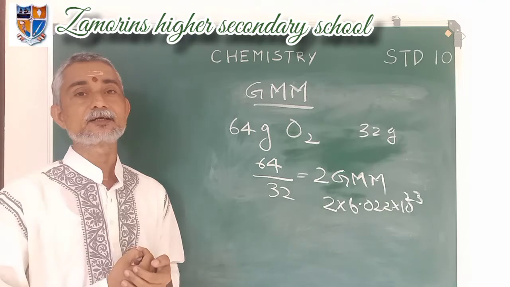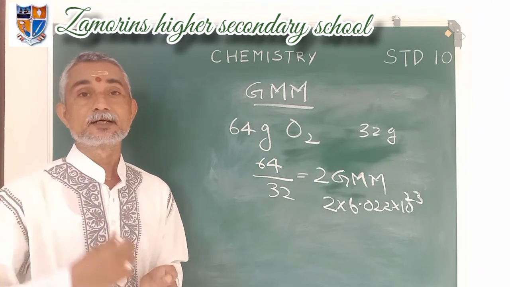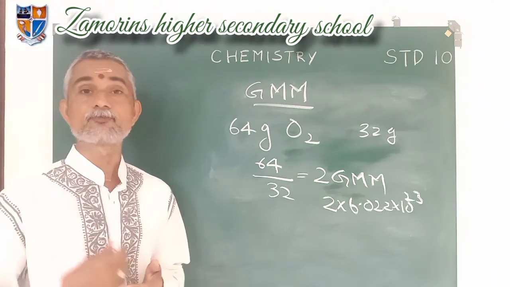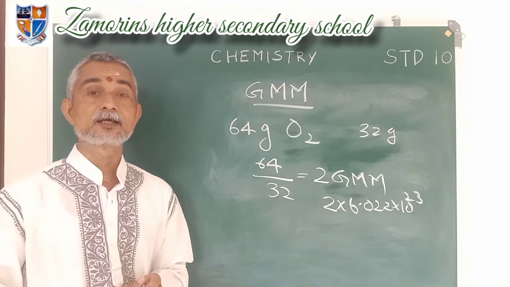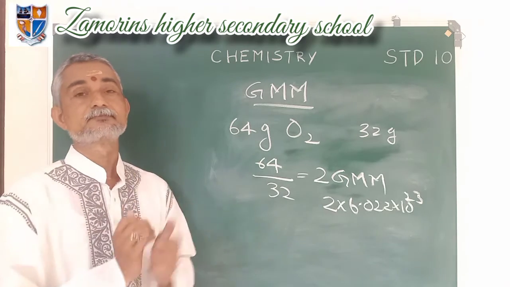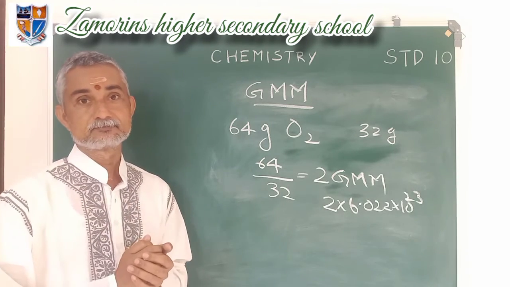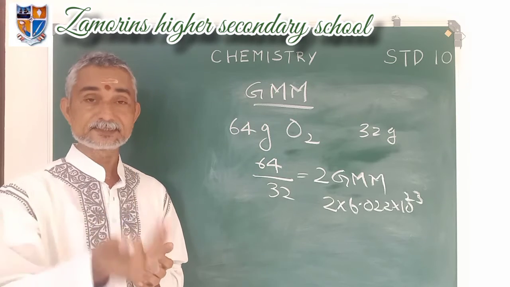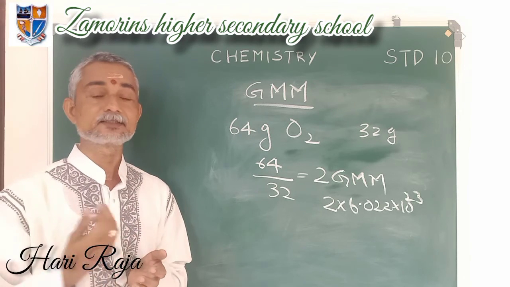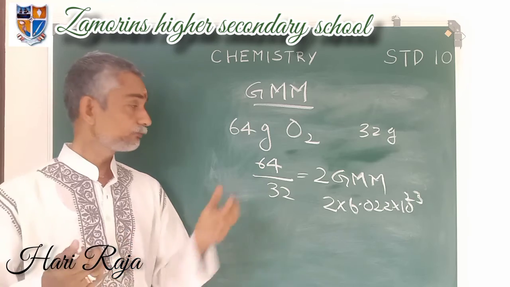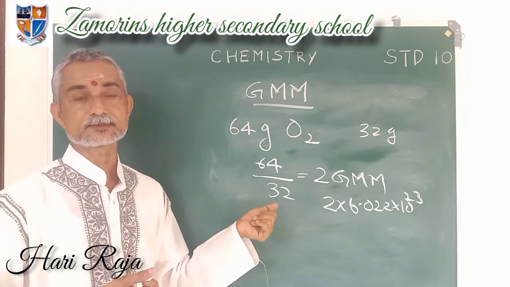In this manner, we can also calculate the GMM of water, sulfuric acid, whether it is given in this much gram. If it is 36 grams of water, like that they may give. So we can calculate it in this manner. Okay.